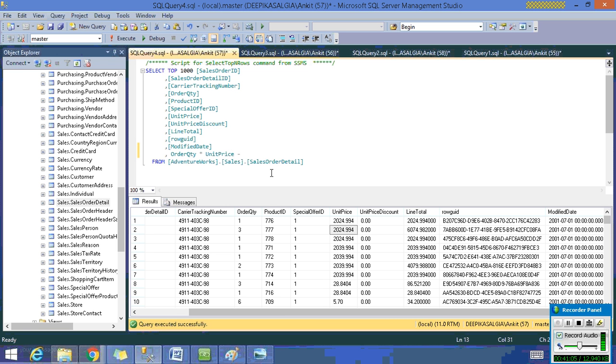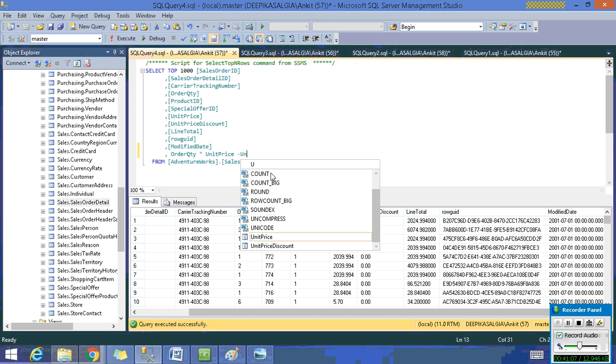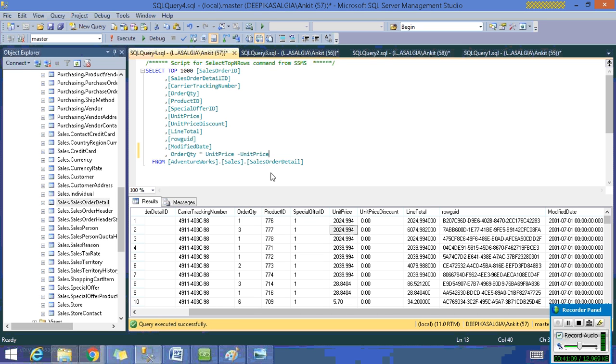Do you do the subtraction in here and say unit price discount or no? No, you will need to do the braces in here. Okay. Alright, makes sense? If you don't put the bracket, what it's going to do is first do the multiplication and then it will subtract.